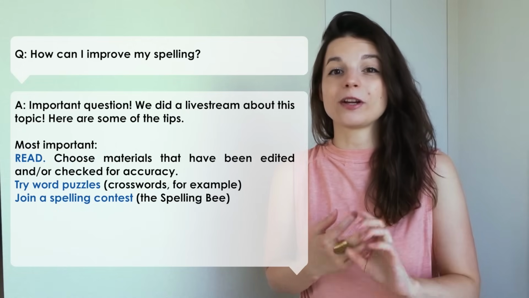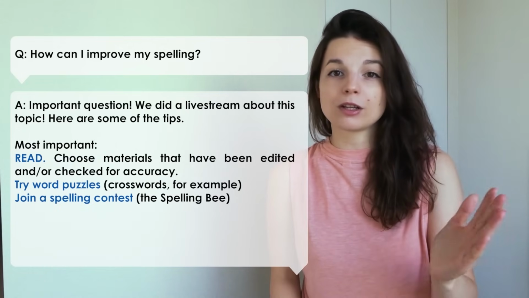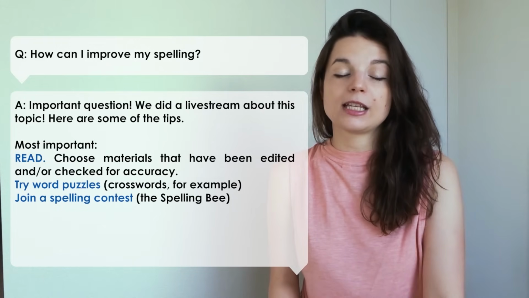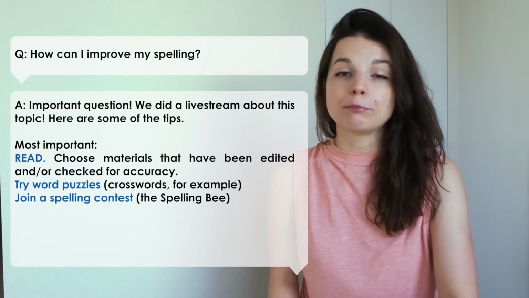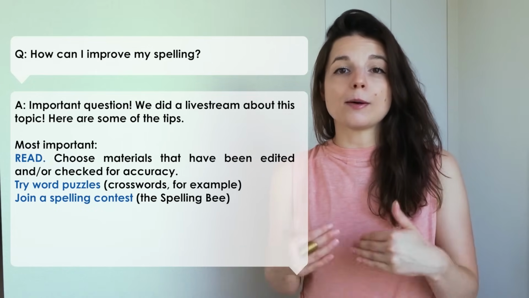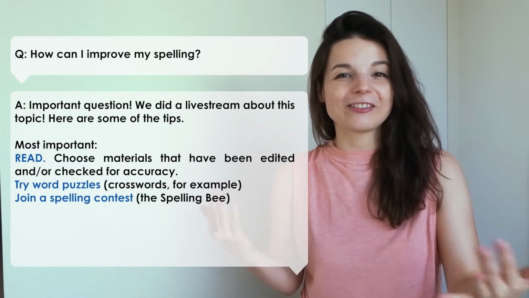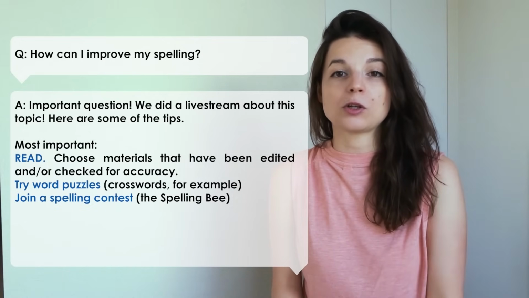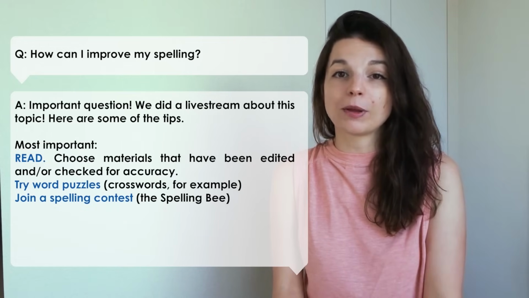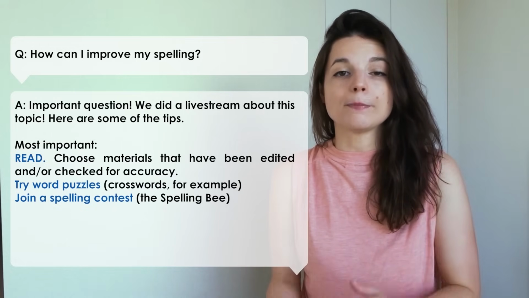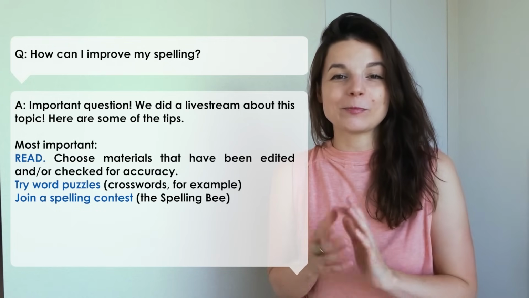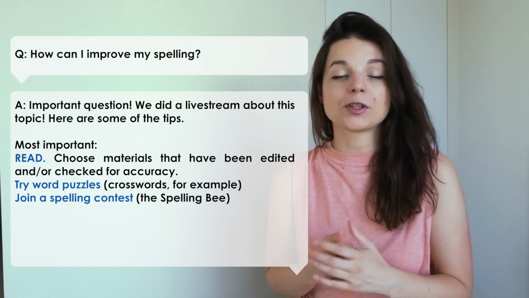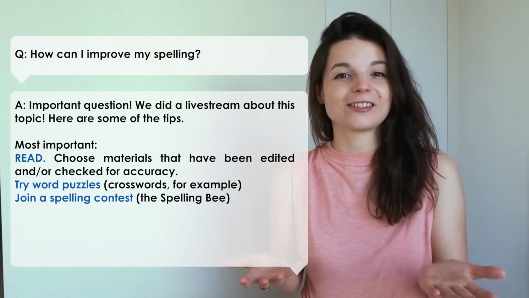Another thing that you can do is join a spelling contest. Depending on where you live, you may have a spelling contest in your city or in your country. In the US, we have something called the Spelling Bee. It's for kids, yes. So if you're watching this and you are a young person who's studying, you can look for a spelling bee if you are in the USA, or maybe there's a similar spelling contest in your country. Those are great ways to practice your spelling because it's a contest. You're competing with other people to spell the word correctly.